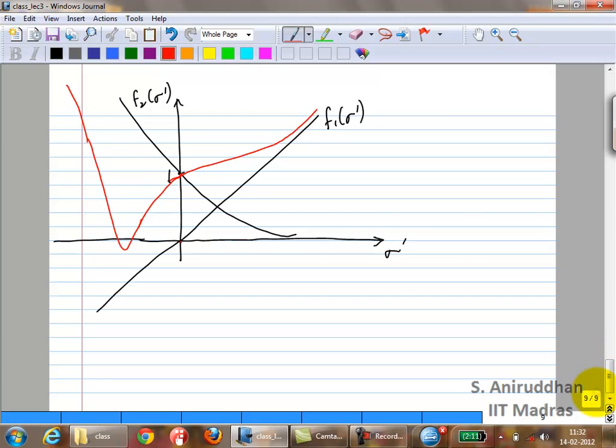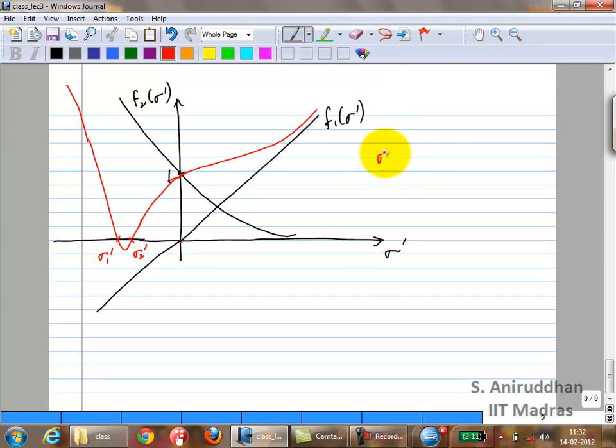Okay? First of all, it seems like there are two solutions. We'll call these sigma 1 prime and sigma 2 prime. This will be a general case. We'll go on to find out what specific cases there are. Correct? So you'll have sigma 1, sigma 2.